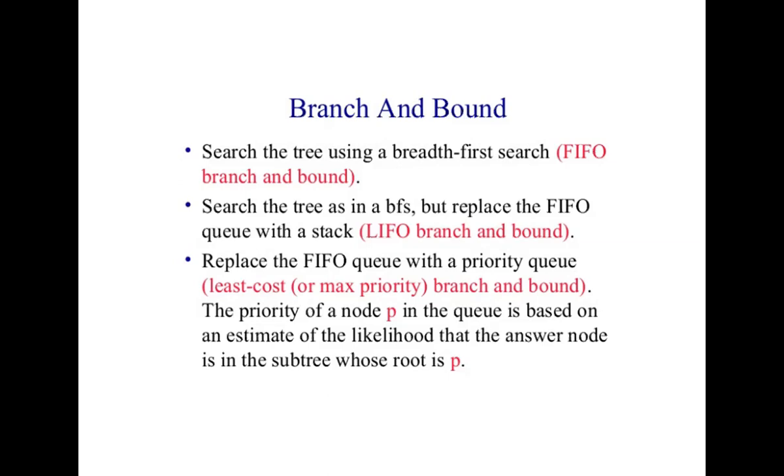The last one is LCBB, that is least cost branch and bound. Here we are using a priority queue. These are the three methods for branch and bound: first in first out, last in first out, and least cost branch and bound.